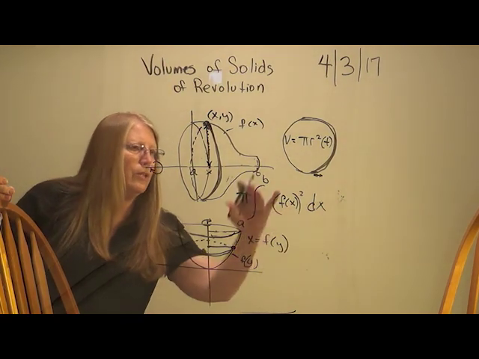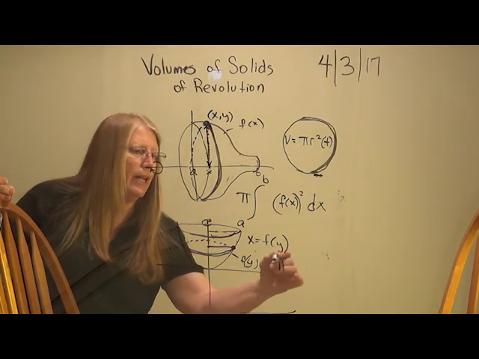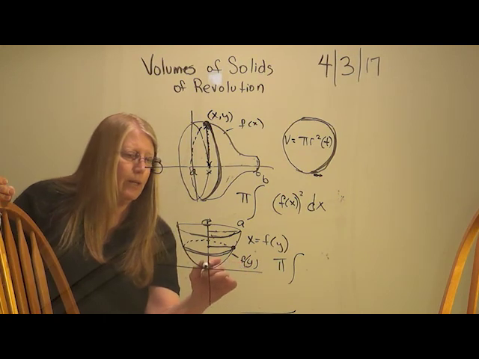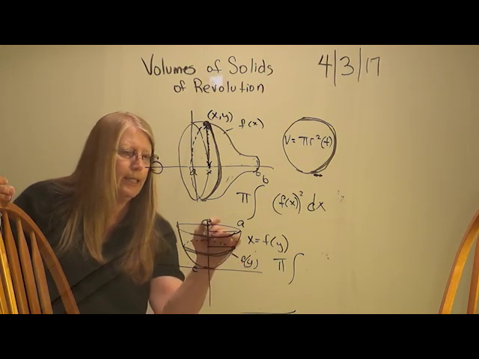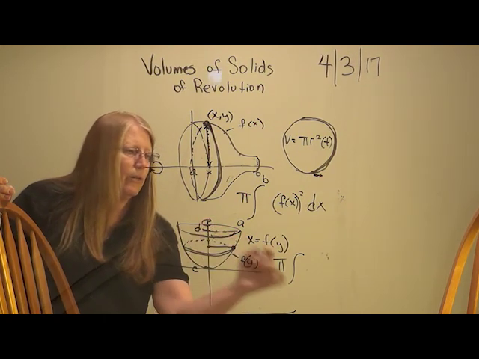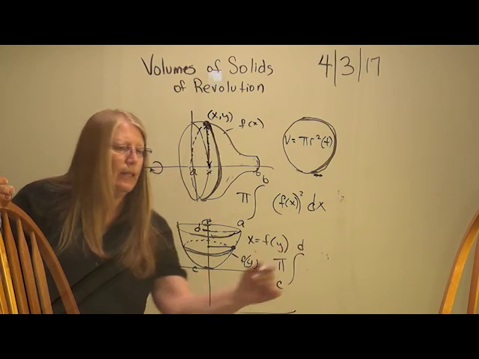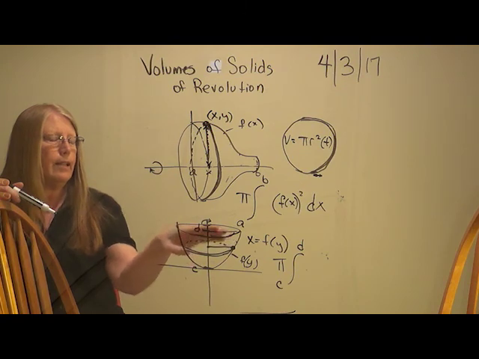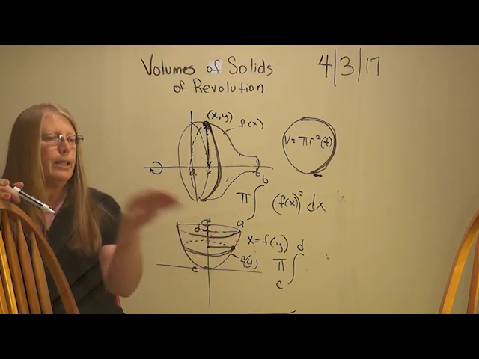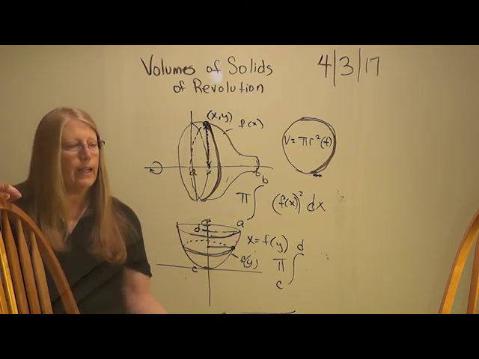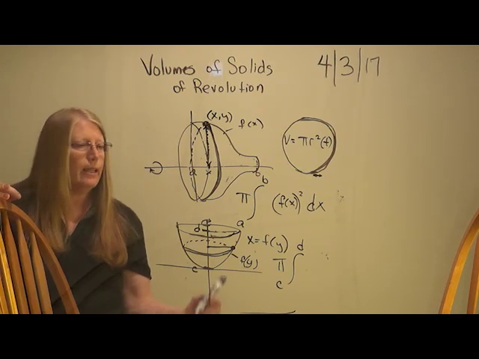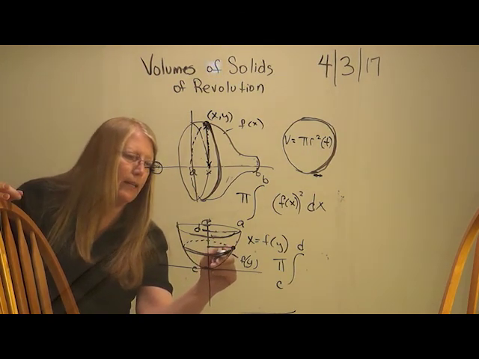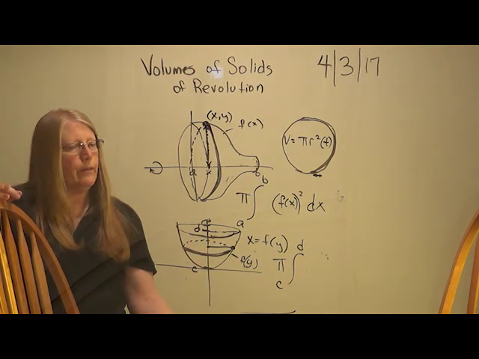So what will change when I do the theory? I'm still going to have pi, the integral from c to d. All of the slices are going to be at different spots, an infinite number adding up from c to d to give the volume of the entire solid. So I'm going to take just one of them here and build the formula.